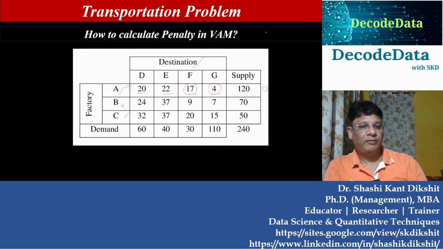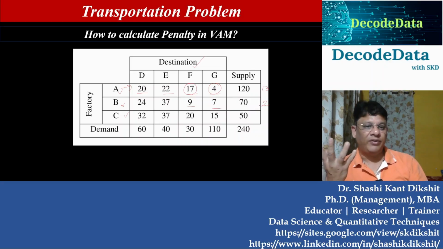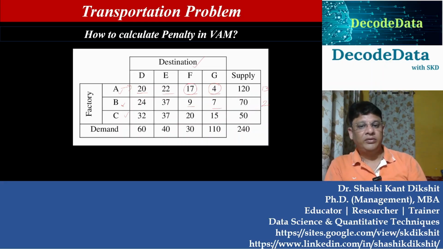I'm writing it here, right? Now row second, the two minimum numbers are 9 and 7. So I have to take the difference of them, right? You will not say 17 minus 4, 9 minus 7. It's basically a difference, right? Then in case of the third one, 32, 37, 20 and 15. So the two minimum numbers are 20 and 15. So this is 5, right?